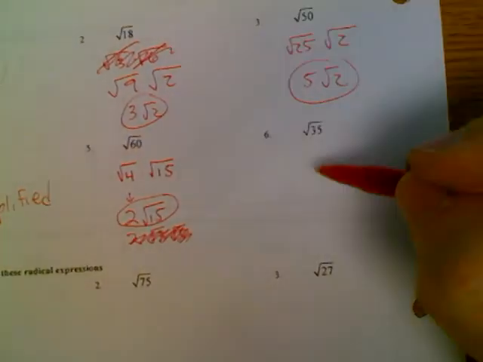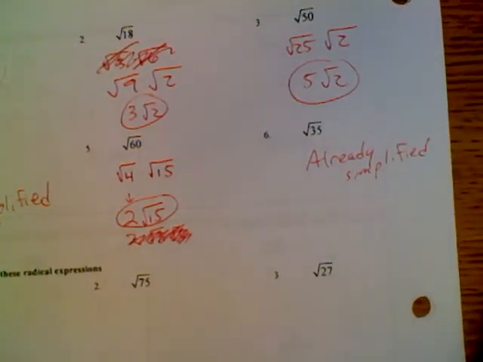And then this one here, also already simplified. The only factors of 35 are 7 and 5, and neither one of those are perfect squares.